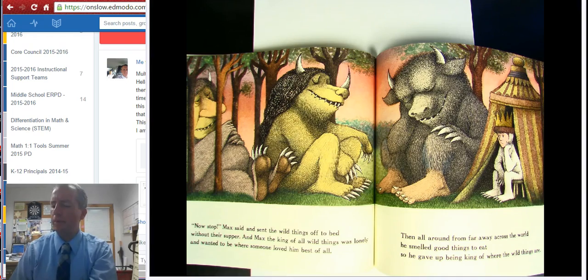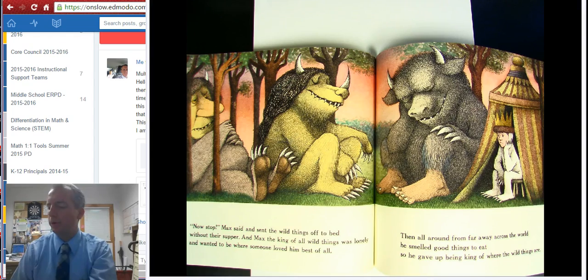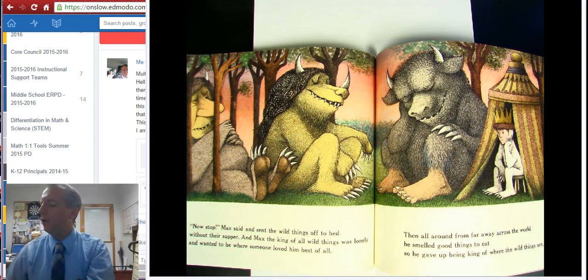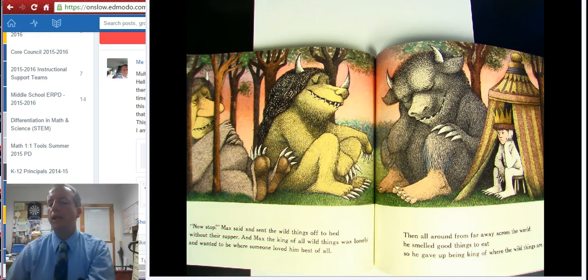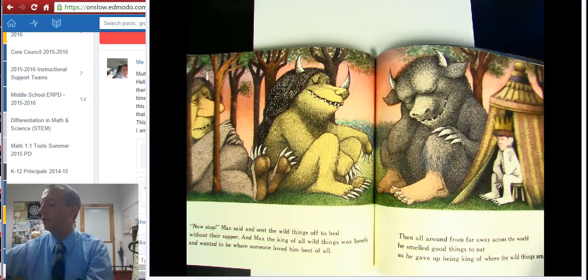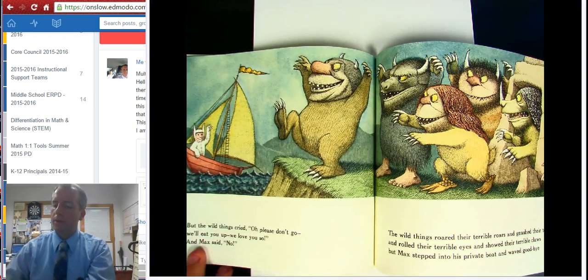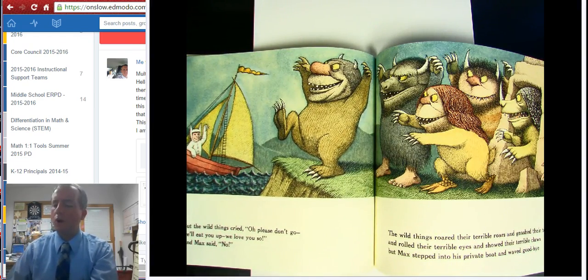"Now stop!" Max said, and he sent the wild things off to bed without their supper. And Max, the king of all the wild things, was lonely, and he wanted to be where someone loved him the best of all. Then all around, from far away across the world, he smelled good things to eat. So he gave up being king of where the wild things are. But the wild things cried, "Oh, please don't go. We'll eat you up. We love you so."